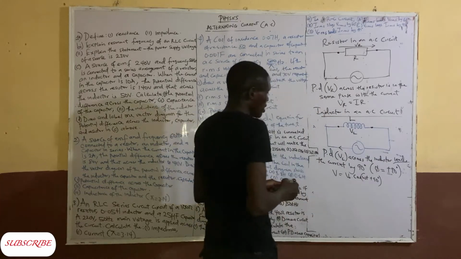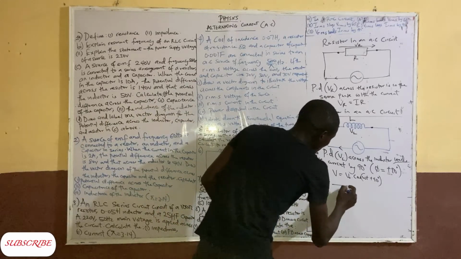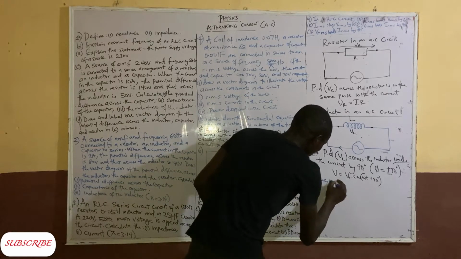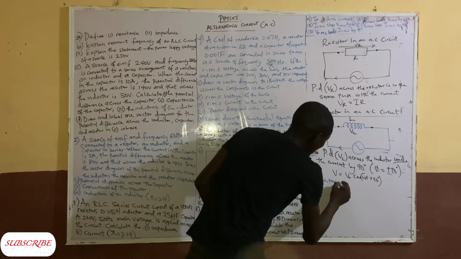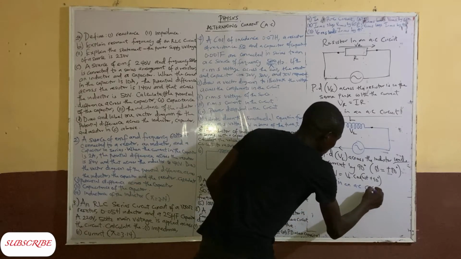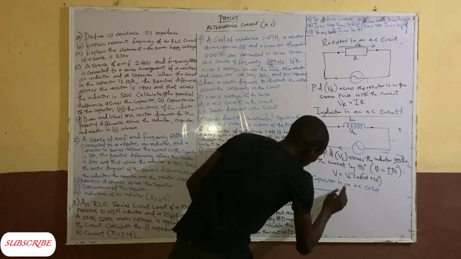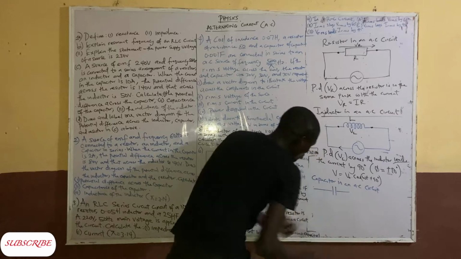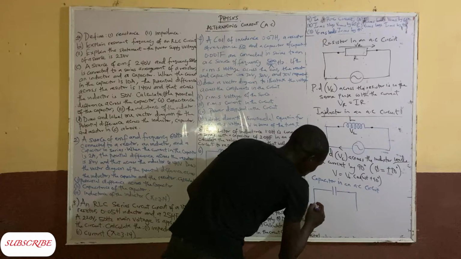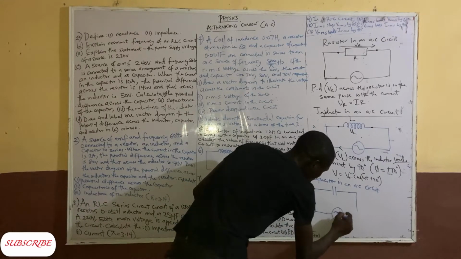So the last one here is the last circuit, that is the capacitor. The capacitor in an AC circuit. Now let me put it down here. The capacitor. Now the symbol for a capacitor is two equal lines. Now two equal lines is a capacitor, connected to an AC voltage source.